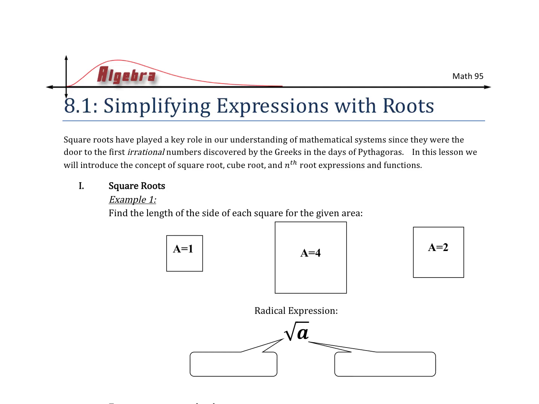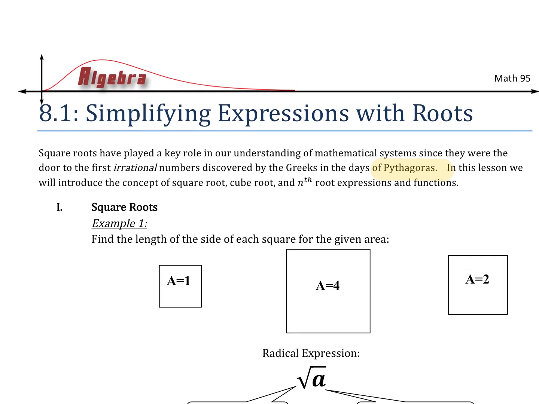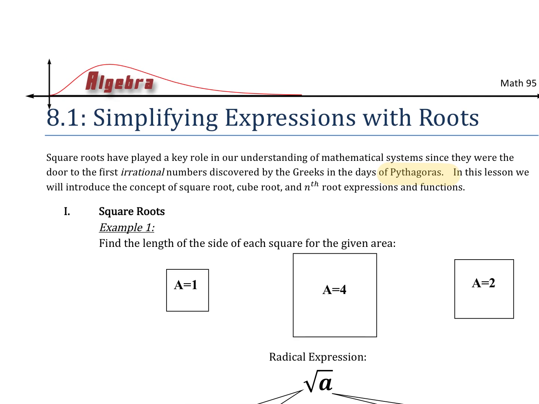In this lesson, we're going to start our chapter 8 on square roots and radicals. Square roots played a real important role in the development of mathematics, and it goes back to about 300-400 BC with a Greek mathematician named Pythagoras. The Greek mathematicians were thought of almost as gods, meaning that if they said something was true, then it had to be true.